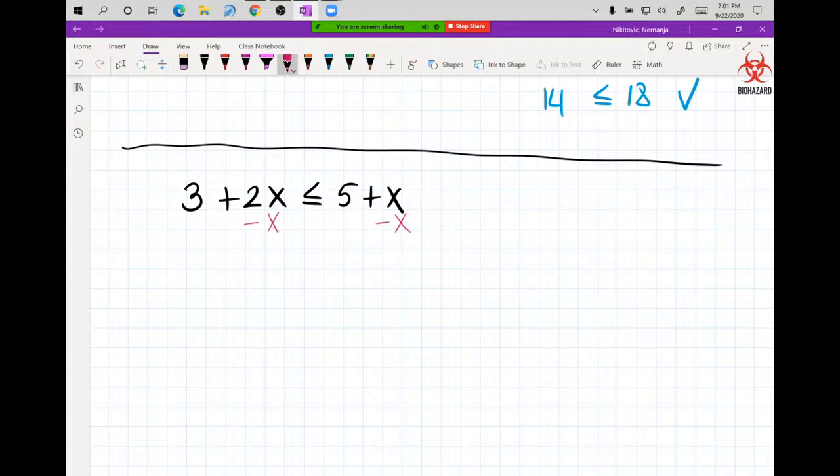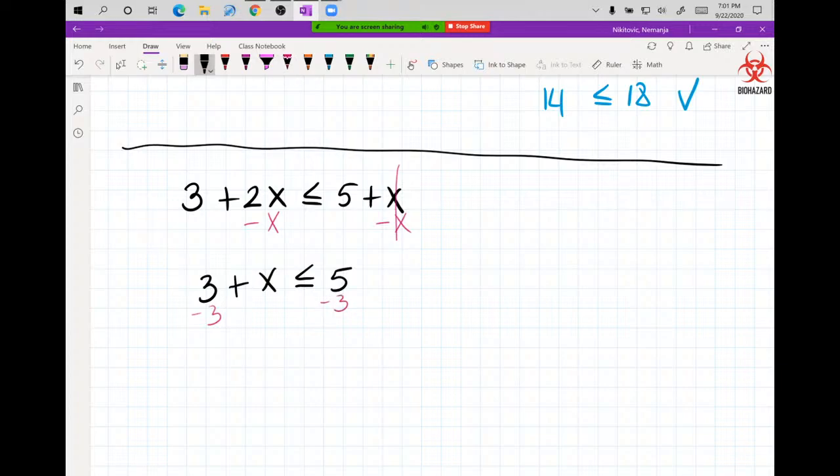So we keep x's on the left. Right? So you remove the one on the right side to have your x's on the left. So now we have 3 plus single x, because 2 apples minus 1 apple is an apple. And you have a 5 on this side. Now what? You subtract 3. Perfect.